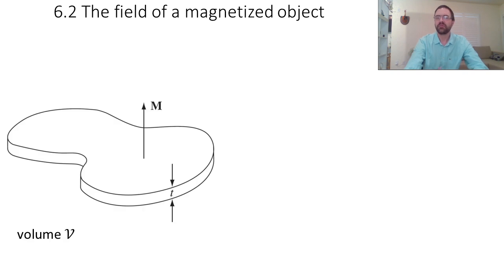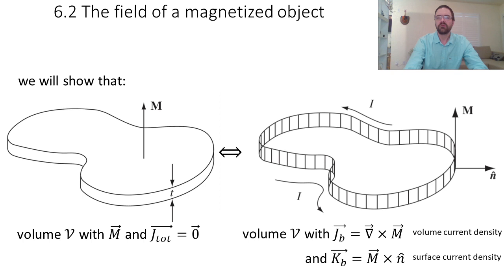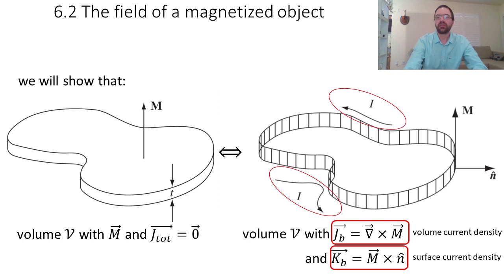So consider an object with a certain volume and with a magnetization M like this, and with no electrical current running through the material. We will show that an equivalent picture of this is to view this object as a volume with bound currents. The bound currents running on the inside have a volume current density J_b equal to the curl of the magnetization, the curl of M, and the bound surface currents running on the outer surface of the material have a surface current density K_b equal to M cross n hat.